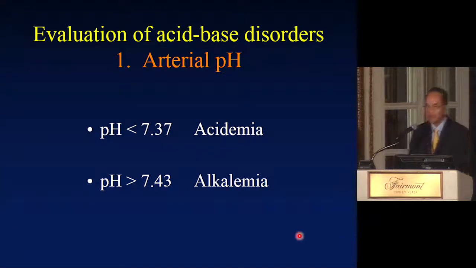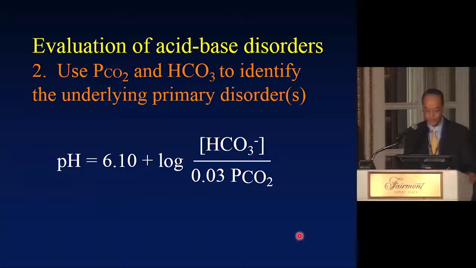Whenever I see a patient, whether it's clinically or on the boards, who has a potential acid-base disorder, the first thing I look at is the pH. If it's lower than normal, the patient is acidemic, and if it's higher, it's alkalemia. That tells us the net effect on pH of the one or more acid-base disorders the patient has. The next thing is to try to identify the underlying primary disorders.